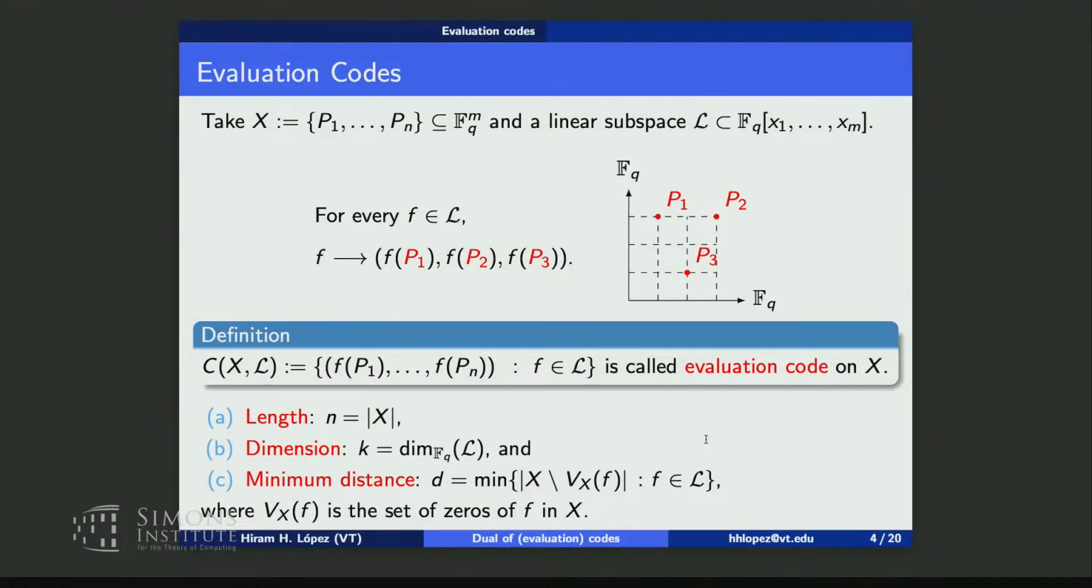And what about the minimum distance? Well, if you want to find the minimum distance for this kind of codes, you need to find the function that has the maximum number of roots. That's it. The function that has the maximum number of roots, that gives the minimum distance. So for the minimum distance, you need to know very well the 2 objects. And it's true that the dimension depends also on the points, because you want an injective function, but in general, we say that the minimum distance is more difficult because you need to know how the 2 objects play together.